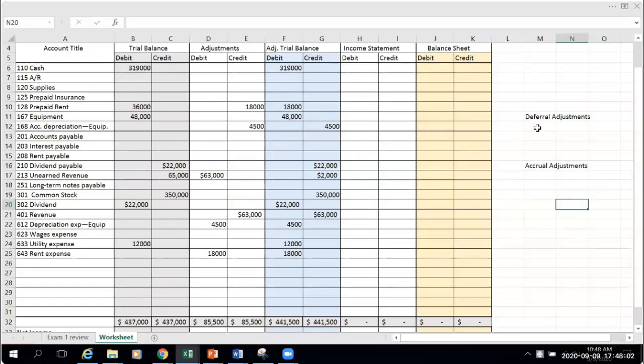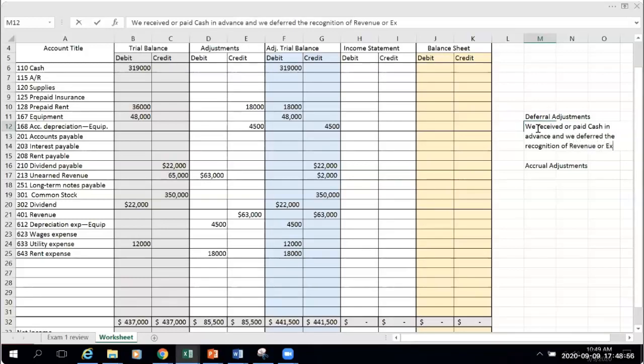Deferral adjustments are adjustments that we received or paid cash in advance, and we deferred the recognition of revenue or expense to future. Okay, so this is what deferral adjustment is.